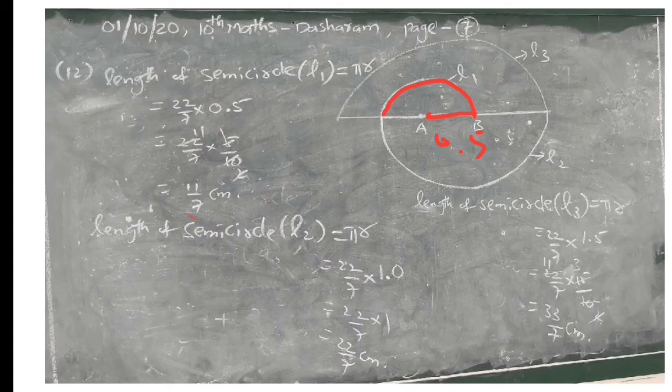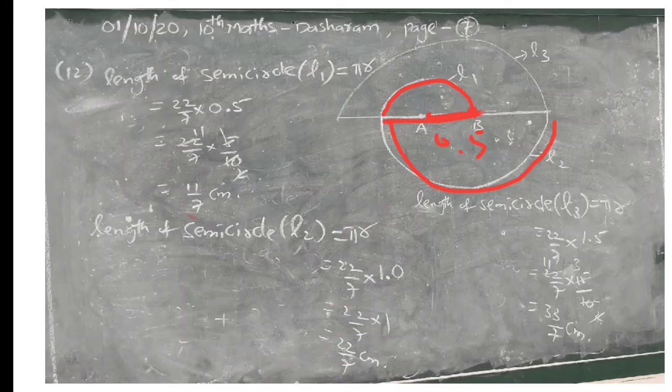Now we should take the centre B. Okay, with the centre B, radius. What is the radius? Here 1 centimetre is the radius. Okay, then he drew one more semicircle. Its name is l2. So the length of semicircle l2 is the same formula, but the radius is different, that is 1.0 as per the question. So 22 by 7 into 1 equals 22 by 7 centimetres.